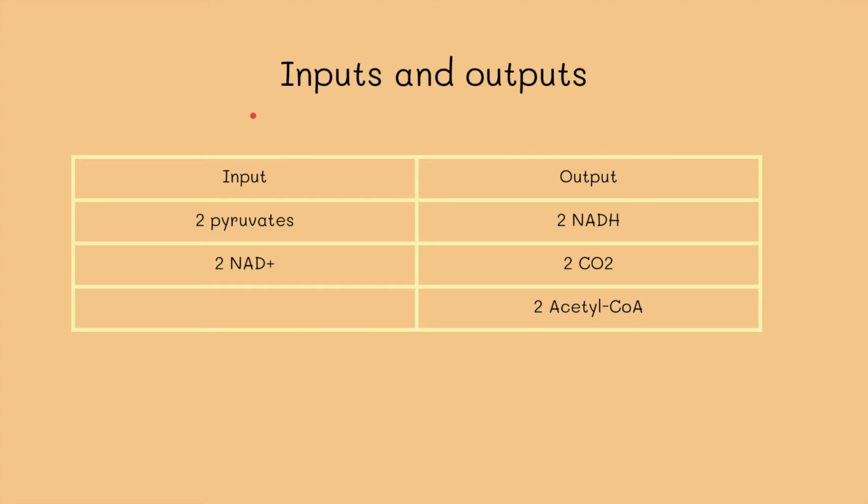The inputs of the preparatory reaction are 2 pyruvate and 2 NAD+. Outputs are 2 NADH, 2 CO2, and 2 acetyl-CoA.